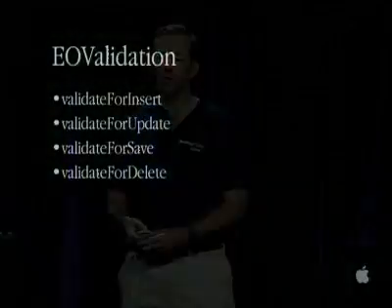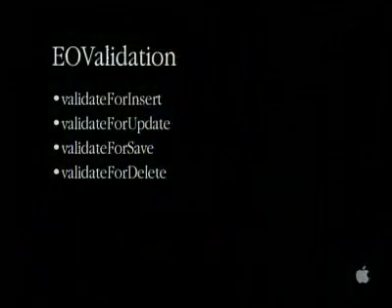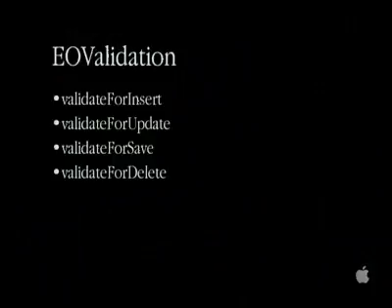All right, you can also do EO validation. These validation methods are sent to your EO, and you can validate the entire EO, not just an individual key or attribute on that EO. So obviously, the names are kind of self-explanatory. When your EO is first being inserted in an editing context, we'll call validate for insert. When you're updating that EO, we can call validate for update. When we're saving changes, we'll call validate for save. And finally, if you delete the EO, we'll call validate for delete. So you can put extra business logic in any of these methods.